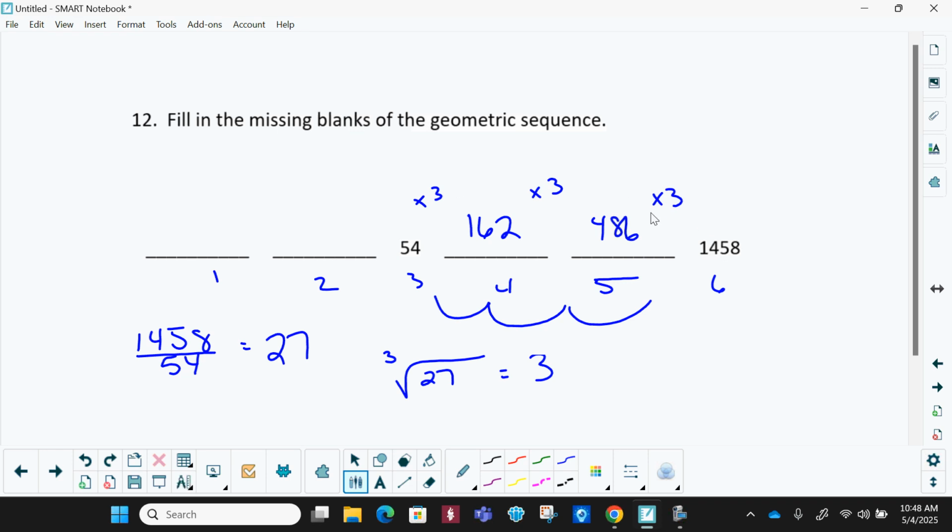So if I multiply to get bigger, I'm going to start dividing. So 54 divided by 3, and that gets me 18. 18 divided by 3 gets me 6. Okay.